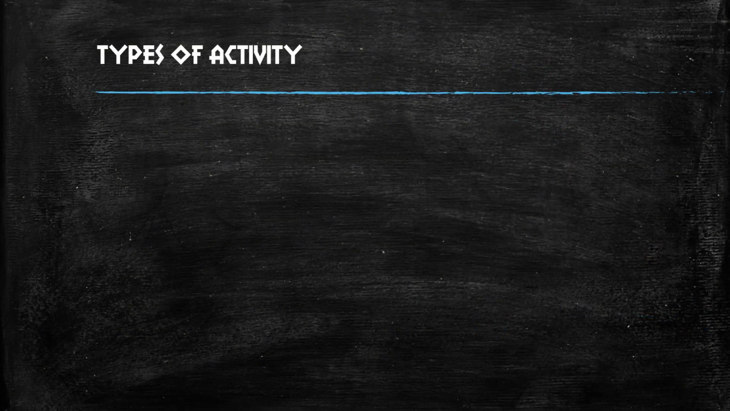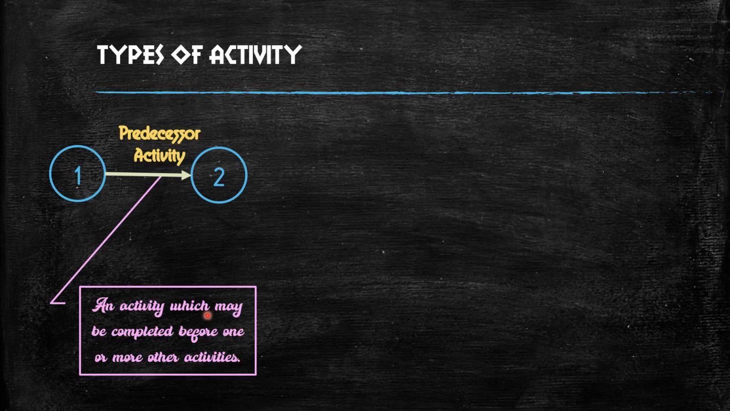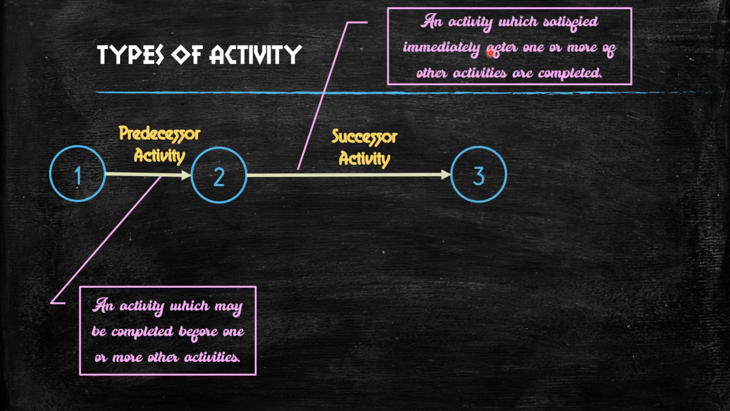Types of activity. First, predecessor activity. What do you mean by a predecessor activity? An activity which must be completed before one or more other activities. So an activity which comes before a number of activities, before one activity or two activities or three activities, is known as a predecessor activity. Then successor activity. What do you mean by a successor activity? An activity which starts immediately after one or more other activities are completed. So any activity which follows some other activity is said to be a successor activity.